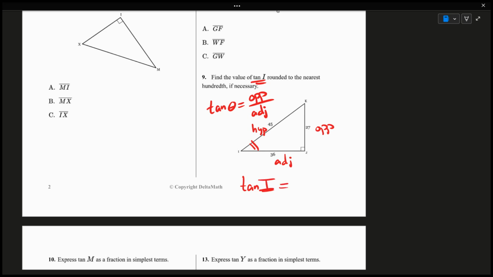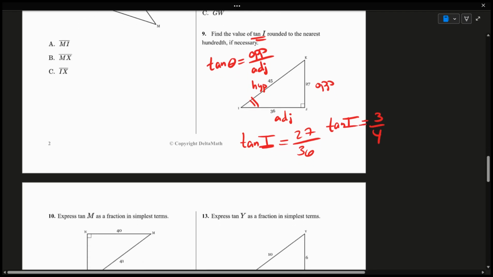And we just want to say the tangent of our angle I is equal to, what did we label as opposite? 27 over, what did we label as adjacent? 36, and then you just want to reduce. And I suppose say the tangent of angle I equals, by a factor of 9, 3 over 4. All right, the tangent of angle I is equal to 3/4.